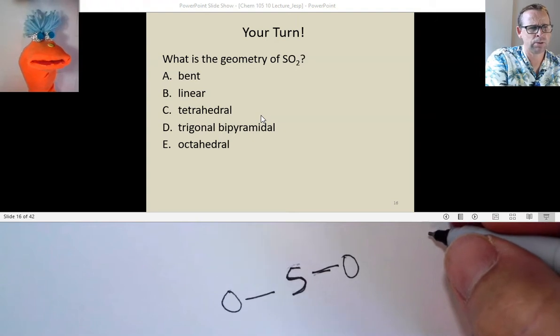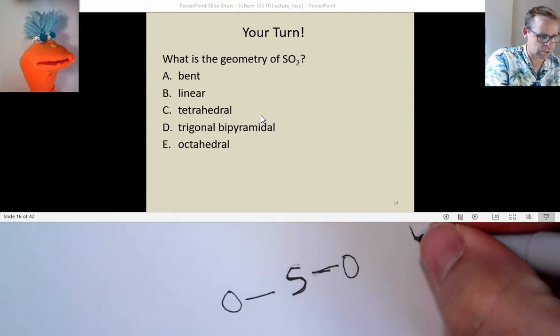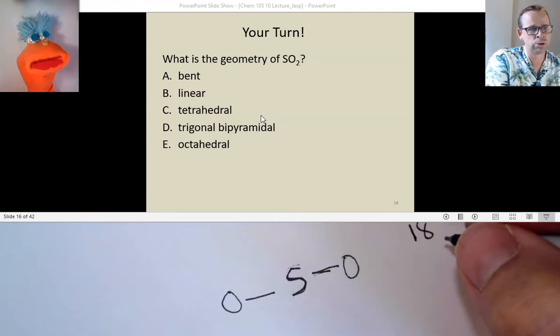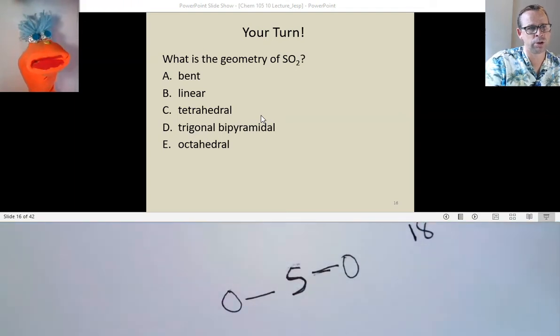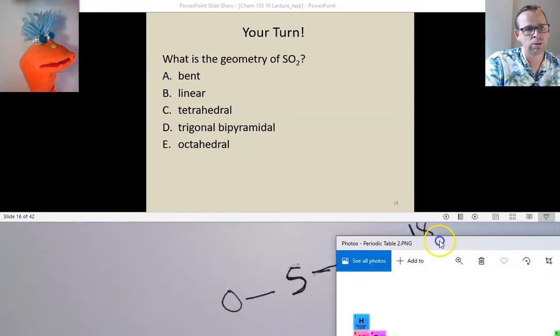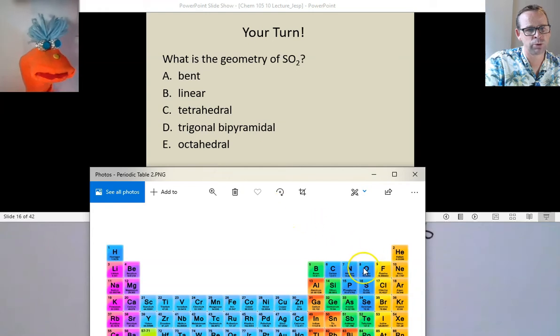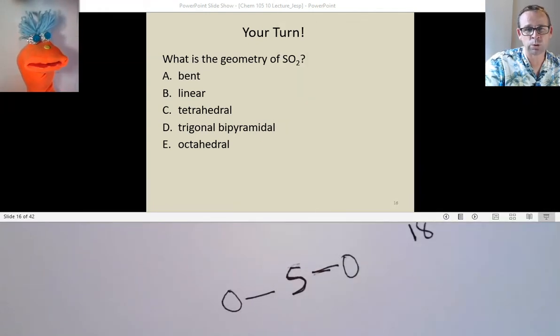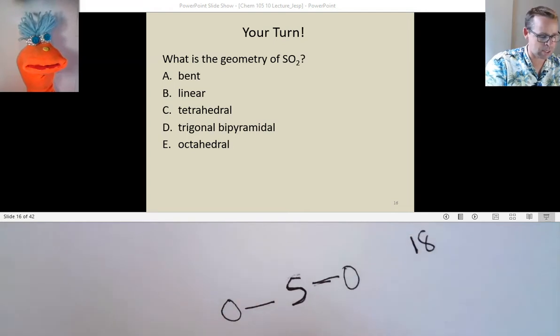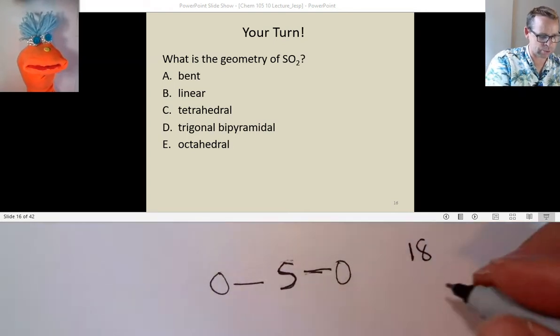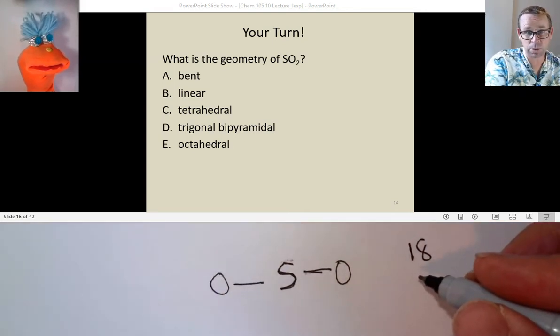18, what do you mean? 18 valence electrons. Okay, where did you get that 18? Oxygen had 6 each and sulfur had 6. So 6 times 3 is 18. All right, now how did you know that? Because the sulfur and oxygen are both in row 6. Very good. So that row told us the number of valence electrons each one had, and the resulting 18 electrons are the number of valence electrons that we start with.